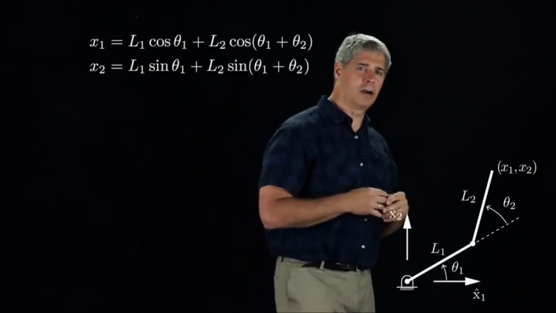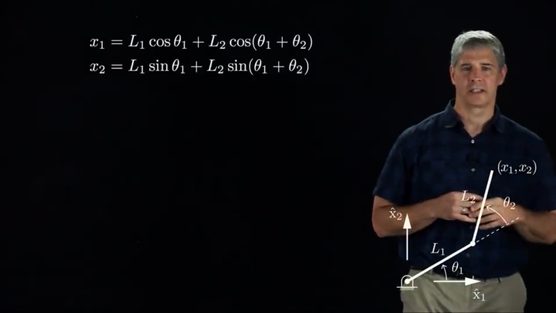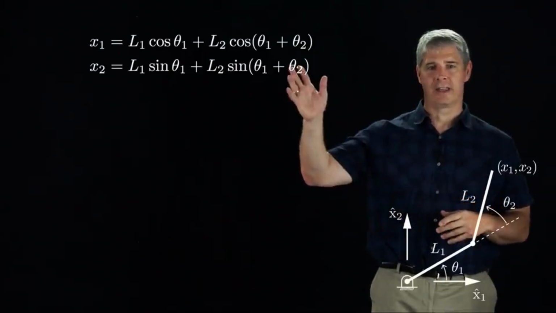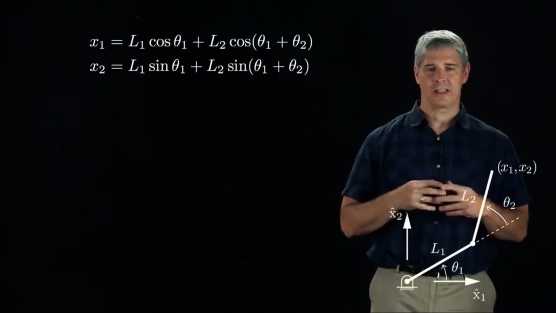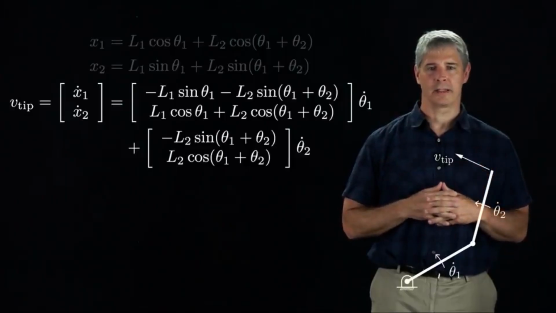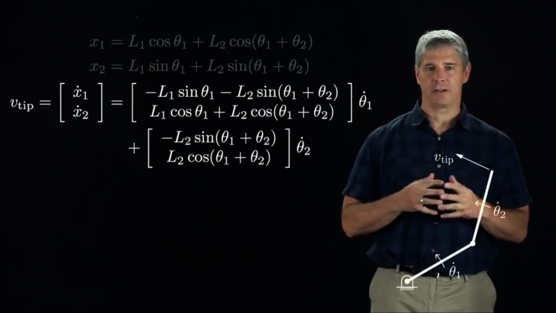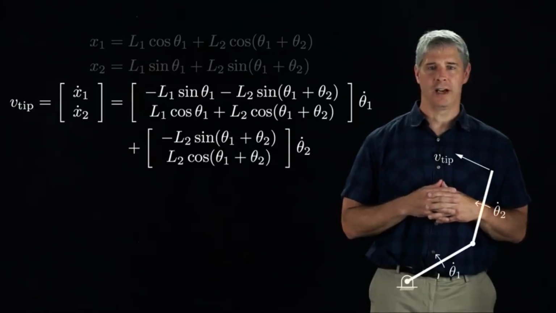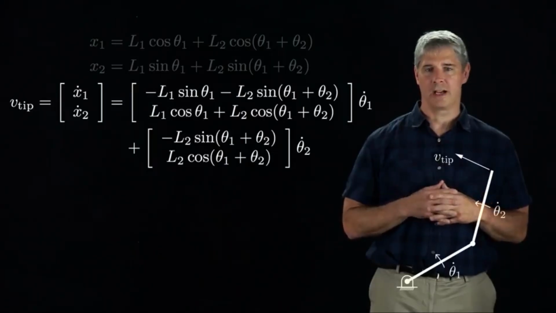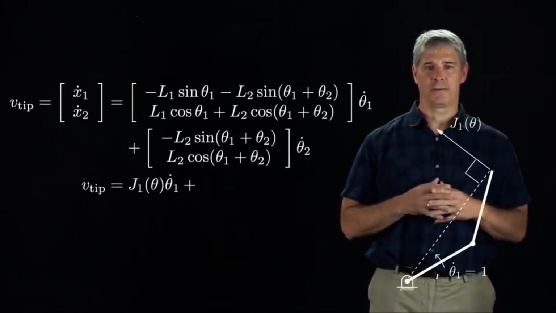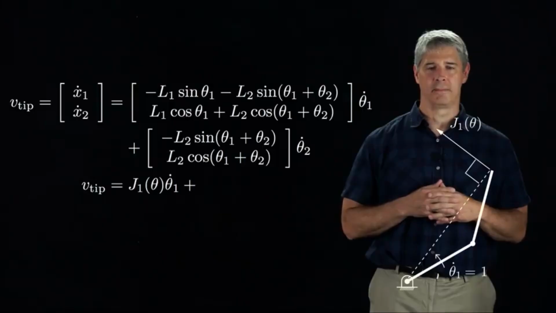Let's look at a 2R arm as an example, where x1 and x2 are the end effector coordinates. The forward kinematics are given by these equations. We take the time derivative of the forward kinematics, and we name the endpoint velocity v tip. Notice that the vector equation can be written as a vector times the velocity of the first joint, theta 1 dot, plus another vector times the velocity of the second joint, theta 2 dot. Let's call the first vector j1. Clearly, it's a function of the joint variables theta.